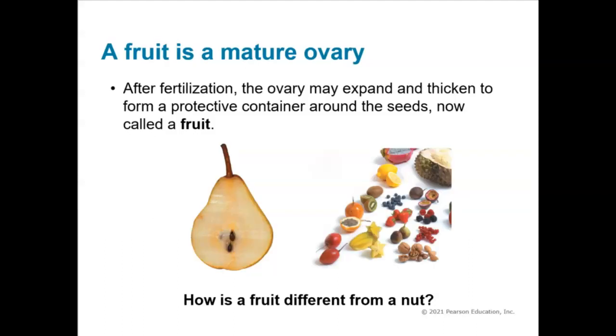A fruit is going to be a mature ovary. So after fertilization, the ovary may expand and thicken to form a protective container around the seeds, which is now called a fruit. So how is a fruit different from a nut? In most cases, a nut is actually going to be a type of fruit because it has the seed contained in a protective coating with that endosperm.